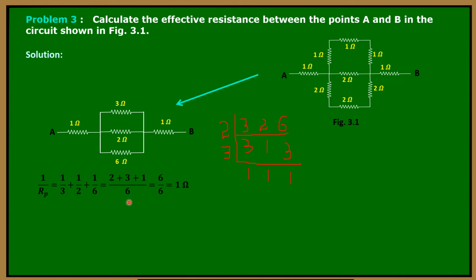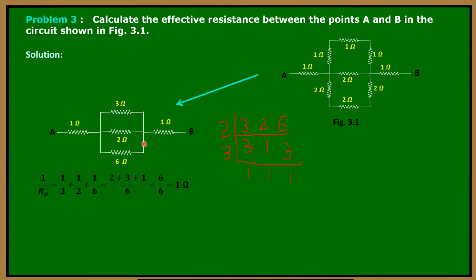Now we have to divide the LCM by the denominator and multiply the quotient by the numerator. 3 2s are 6. We get quotient as 2. 2 into 1, 2. Similarly, 2 3s are 6. 3 into 1, 3. 6 1s are 6. 6 into 1, 6. If we divide 6 by 6, we get 1 only. 1 into 1, 1 here. So 2 plus 3 plus 1, we get 6 by 6 equal to 1 ohm. So the equivalent resistance of these three parallel resistors is 1 ohm. So I can replace these three resistors by a single resistor of 1 ohm.